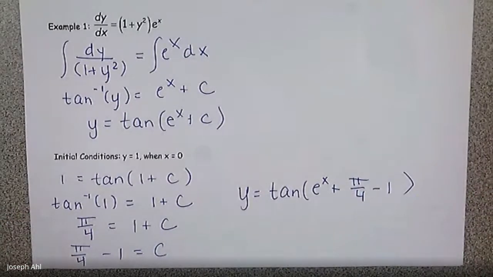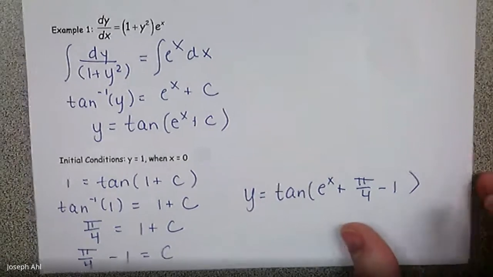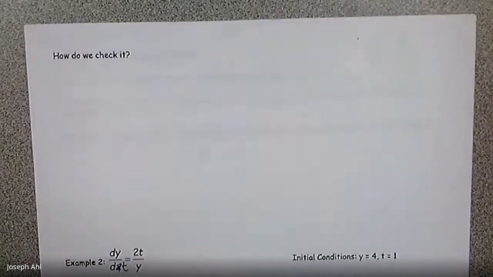Okay. So what we're going to do, just to make sure we're really on the right track here, is check to make sure that this all makes sense. And how are we going to check to make sure that this is the correct solution? Well, why don't we just find the derivative and see if we get back to the original dy/dx.